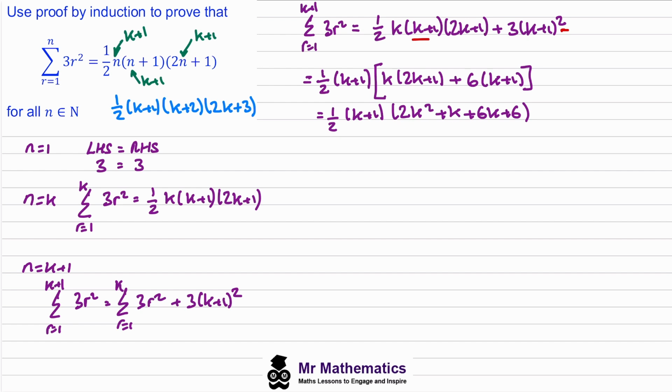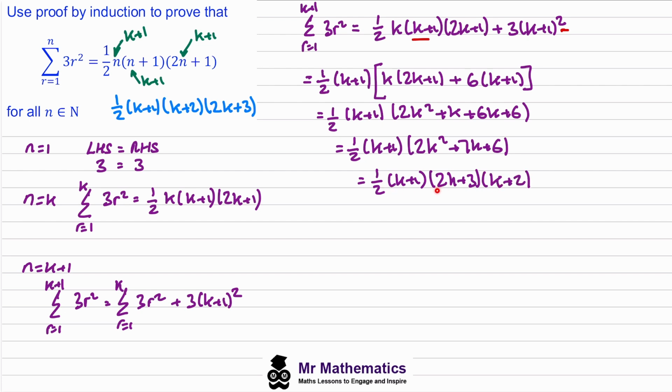We'll tidy this up. So we've got 1/2 of k plus 1, and then 2k squared plus 7k plus 6. And you can see that we can factorize this quadratic term into 2k plus 3 and k plus 2. And this is exactly what we've been asked to show here.